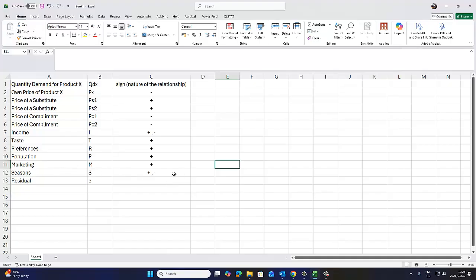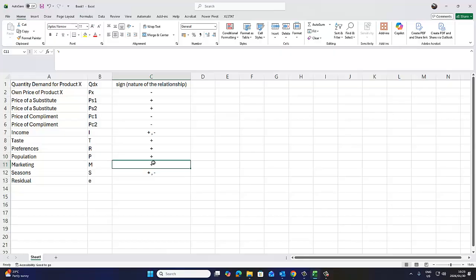You can define seasons by looking at temperature, for example, then it's positive. If you define it by winter, then it's negative. So for example, seasons, if it's temperatures and you have ice cream, then it's positive. If it's temperature and it's coffee, then it's negative. So it all depends on the product that you are dealing with. It could be therefore either positive or it could be negative or inverse.